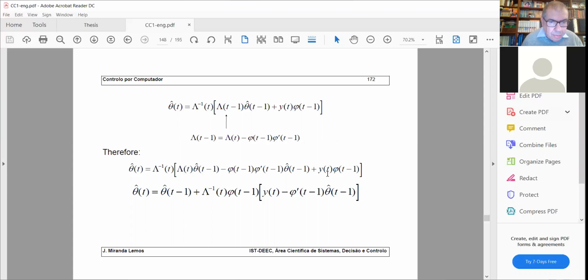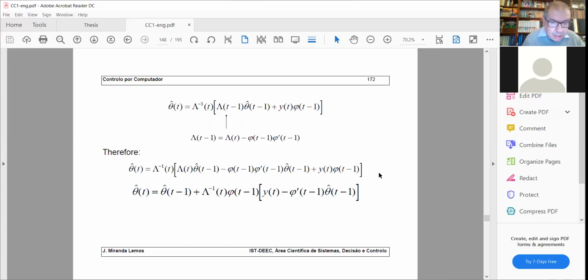But now you see that I have phi y, and y is a scalar, so y phi is the same as phi y. So I can isolate this term y. I can also isolate phi transpose theta hat with a minus sign and put it here. And then the common factor is phi. You see phi here and phi here. And this lambda inverse appears here. So this is nothing more than a little bit of algebra.